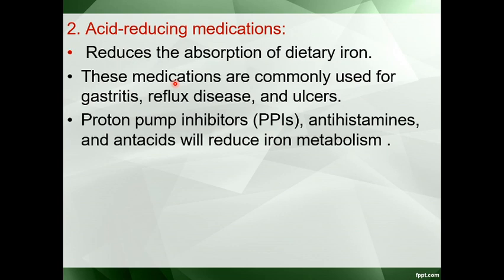Acid reducing medicines. The medicines which are used for the inhibition of acidity reduce the absorption of dietary iron. And these medications are usually used for gastritis, reflux diseases, that is when you feel burning or acidity in your body, and for ulcers. Proton pump inhibitors, antacids, and antihistamines will reduce the iron metabolism.